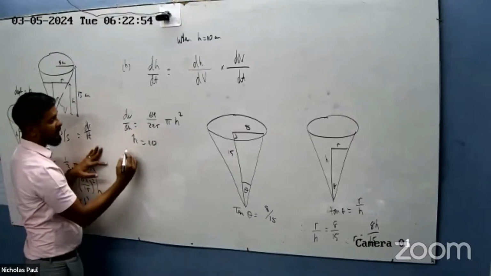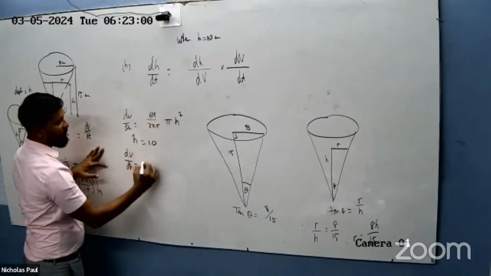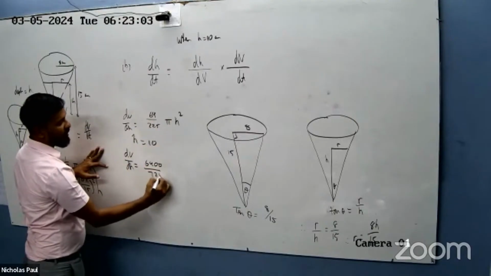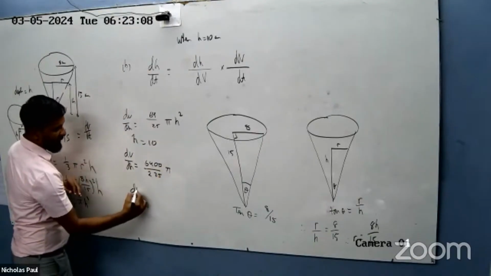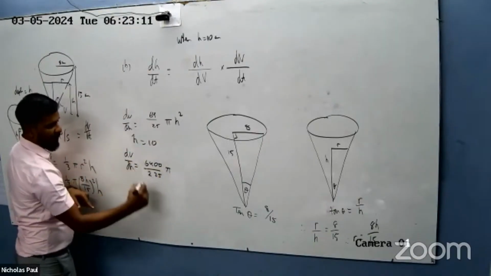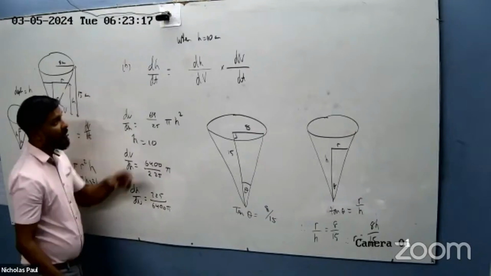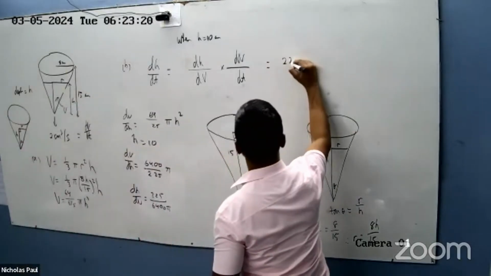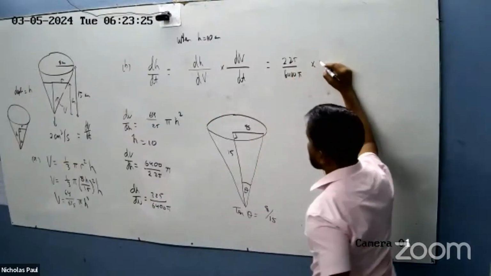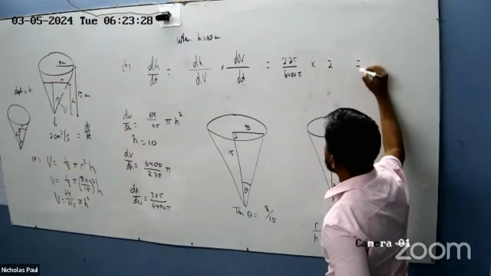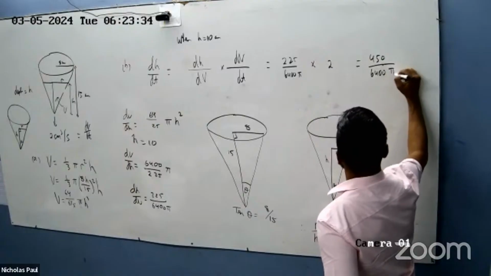How much is that? dV/dH is equal to 100 by this, 6400 over 225 pi. So dH/dV, flipped over, is 225 over 6400 pi. Then you multiply 225 over 6400 pi by dV/dt, which is 2. So what is that? 450 over 6400 pi.